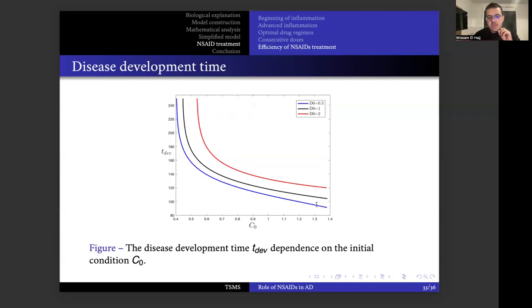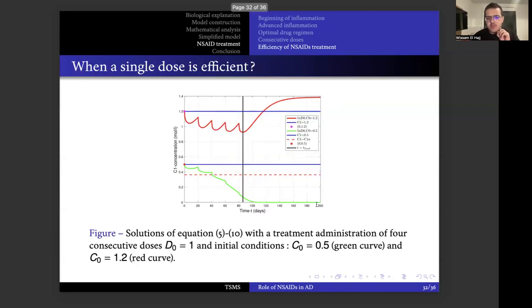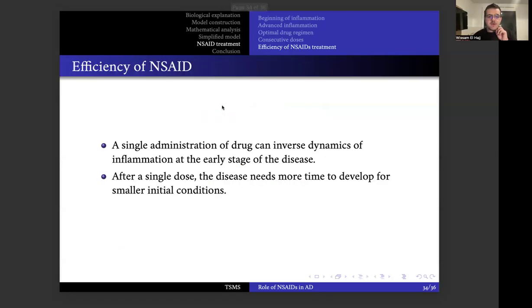Here I'm going to skip this one because I guess it's not needed anymore. I will be repeating the same things. So this is the main conclusion I want to say for this slide. So efficiency, is it efficient or not? A single administration of drugs can reverse the dynamics at an early stage. At an early stage, if I do a treatment that is very beneficial, that is very well studied, I can say I can reverse the dynamics, which means I can stop the development of the disease.